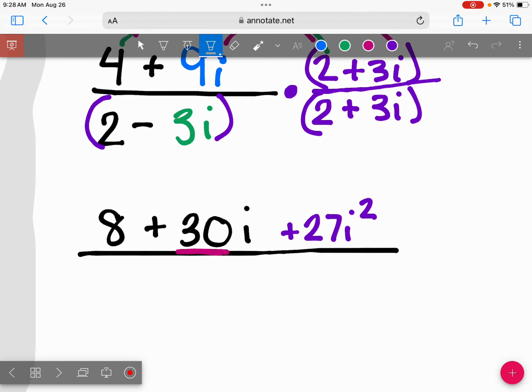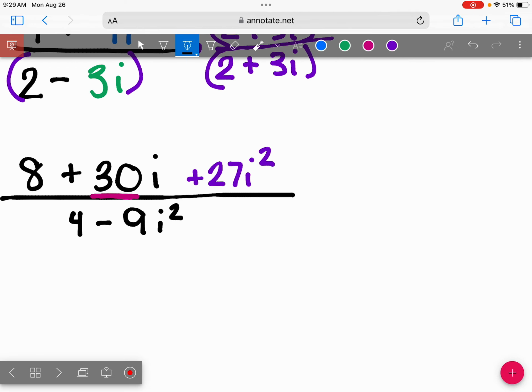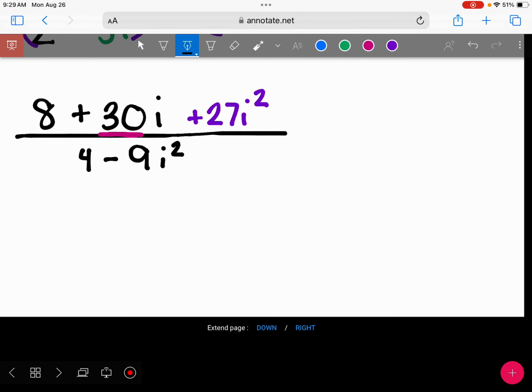2 times 2 would give me 4. Yeah, 2 times 2 gives me 4. 3i times 3i gives me minus 9i squared. And you can do it as minus 9i squared, minus 9 times negative 1, plus 9. I'm okay with you making any of those jumps. Our simplified form. I would also be okay with this jump here.